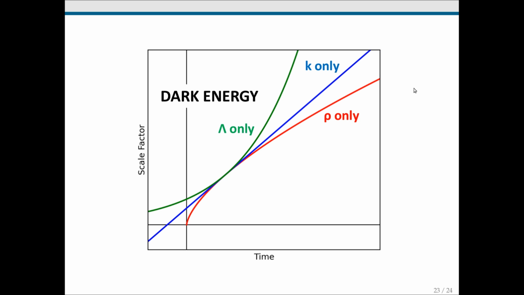Now, if we do have dark energy, we get a very different picture. The lambda-only universe here in green, that's example 3, actually expands faster than the empty universe. So everything becomes different once you add dark energy, and you have to be very careful about whether or not a question assumes that dark energy exists in the universe.